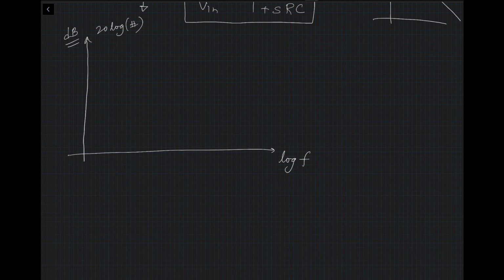Now, if you look at the ideal integrator, the expression was 1 over SRC. If you look at the mod of that expression, what this means is there is a pole at 0 frequency, which means as you keep going closer and closer towards the origin, the gain is infinite. So this value will be infinite.